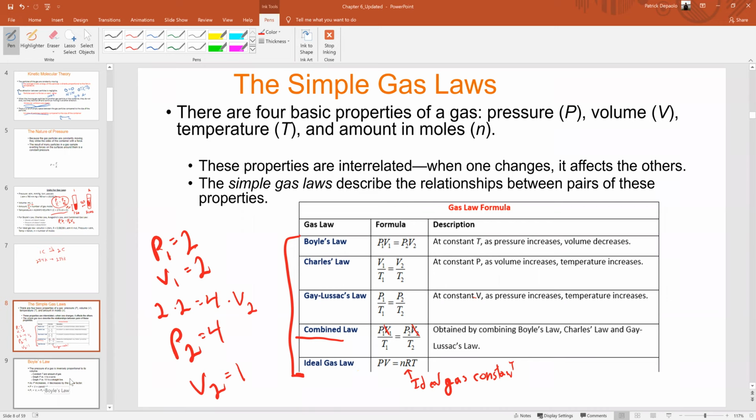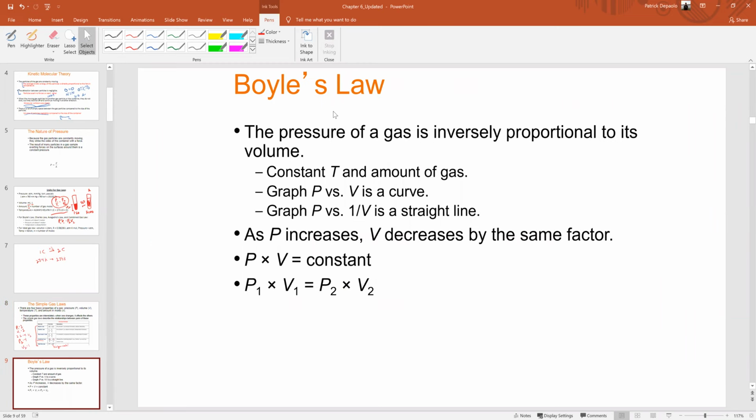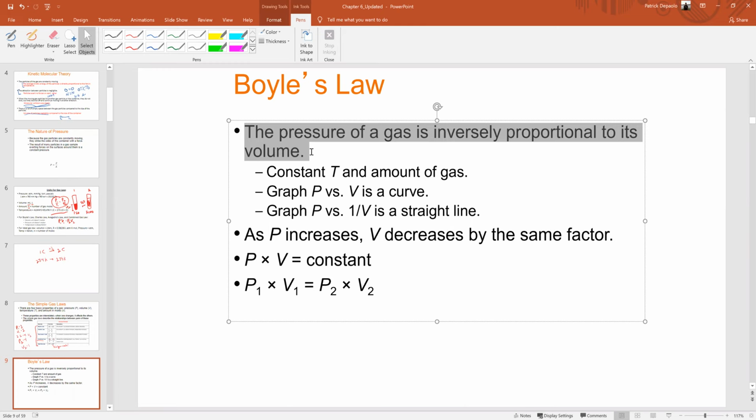I know I kind of ranted about them, but now we're going to go in depth about each law, and it'll be faster because you've already seen the equation before. We'll go over the theory behind it, and then we'll do an example. So first one, Boyle's law: inverse proportionality between pressure and volume. The equation is P1V1 equals P2V2.